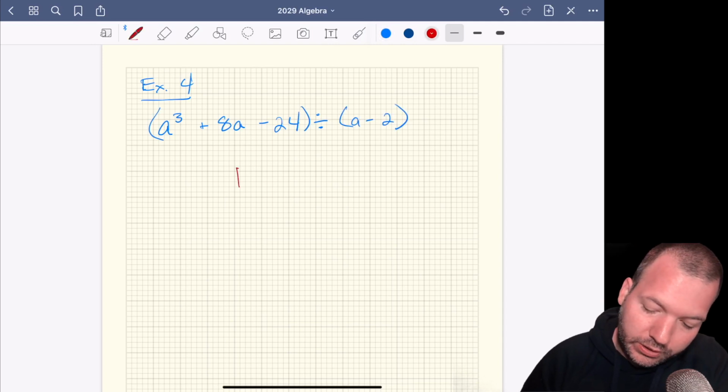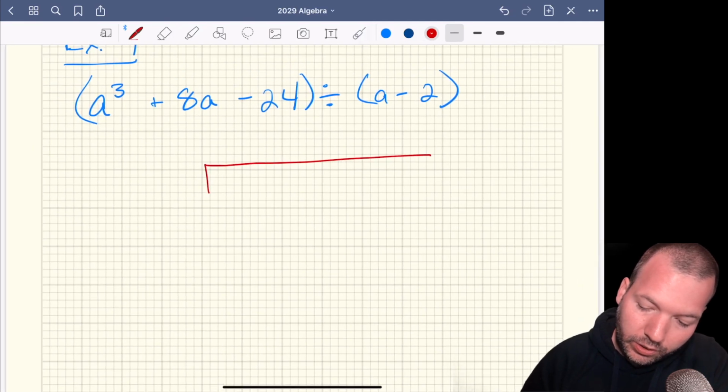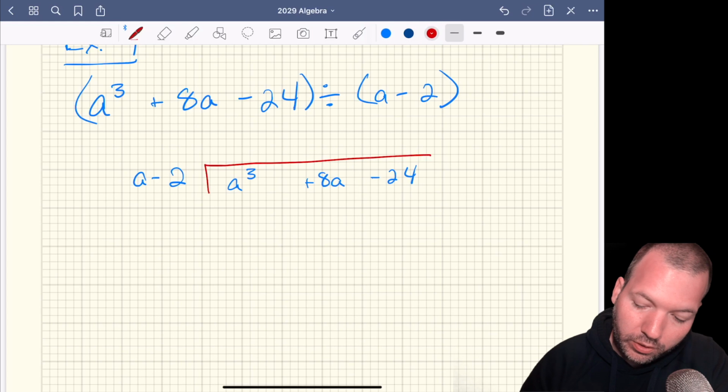And of course, we're going to set up our house. And we're going to put the a minus 2, our divisor, on the outside, and the a cubed plus 8a minus 24 on the inside. And then we ask the same question we've been doing. What times a would make an a to the third?